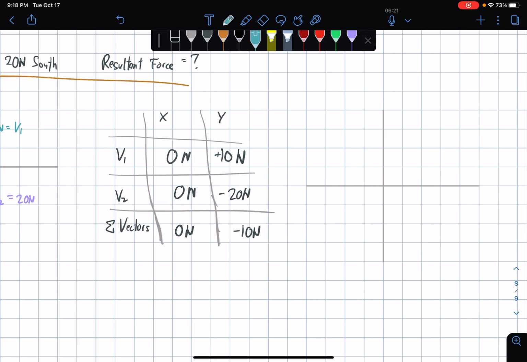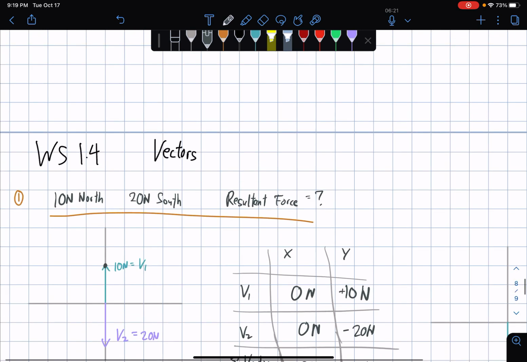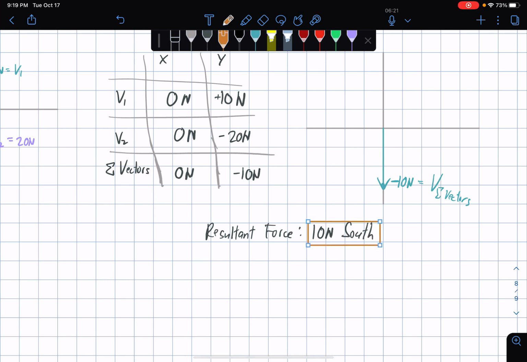So 0 newtons, negative 10 newtons, somewhere like here. This one. And from there, of course, don't forget to describe. So negative 10 N is equal to the summation of vectors. The resultant, what's being identified, is the resultant force: 10 newtons south.